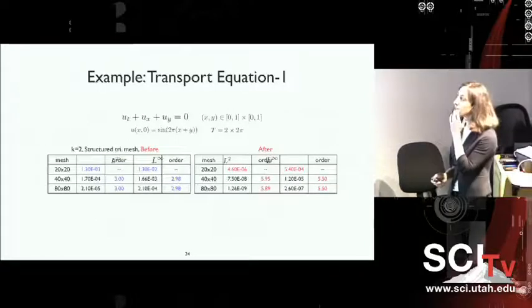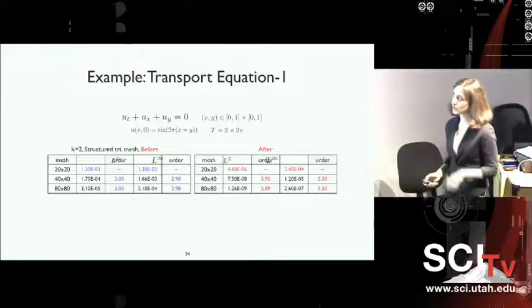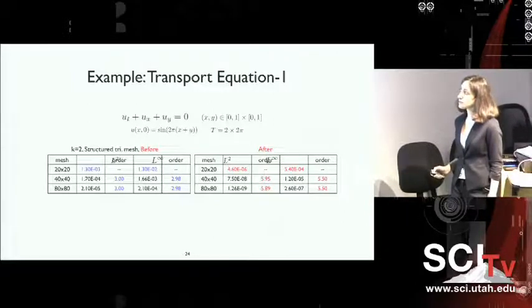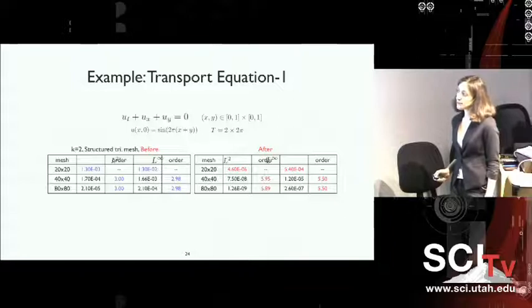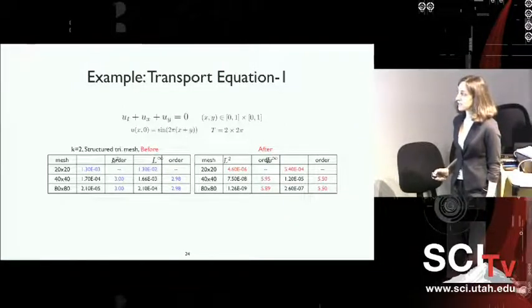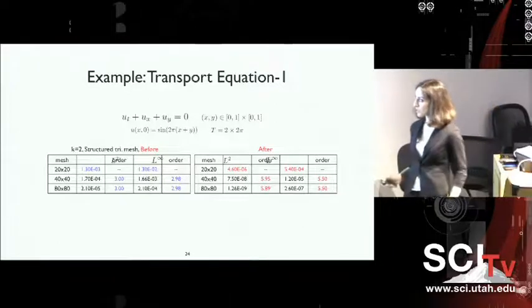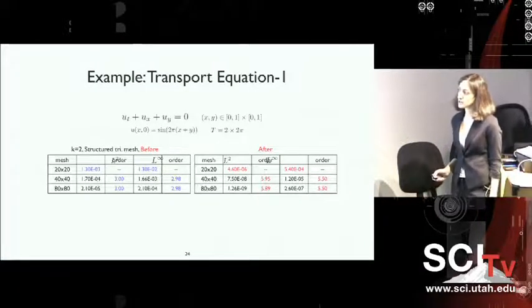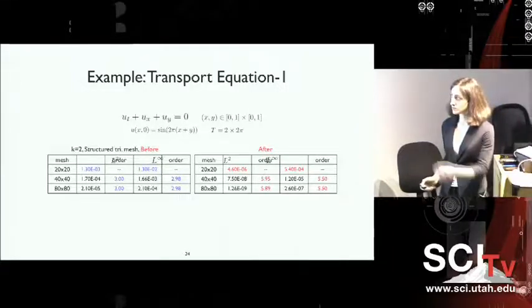Here again I have the two-dimensional transport equation. I again collect the results for this initial condition and after 2 periods in time. On the left, I have the before post-processing results for a K2 approximation, L2 and L infinity. And on the right, I have the results after the application of the post-processor. As you can see, the magnitudes of the errors have decreased, and we were able to increase the order of convergence from K plus 1 to at least 2K plus 1. This is for K equal 2.